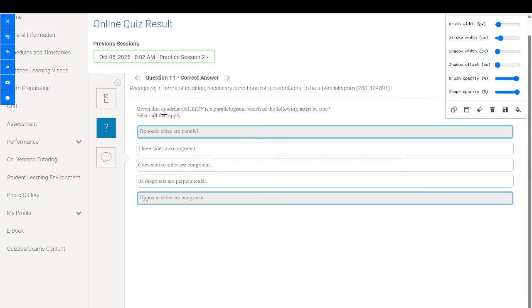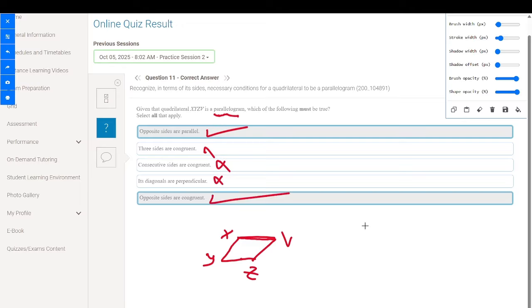Now, given that quadrilateral x, y, z, v is a parallelogram, let's draw it. We have x, y, z, v. Which of the following must be true? Opposite sides are parallel. Yes, parallelogram. Opposite sides are congruent. Three sides are congruent. Wrong. Consecutive sides are congruent. Wrong. Diagonals are perpendicular. Wrong. And we have opposite sides are congruent, which is right.